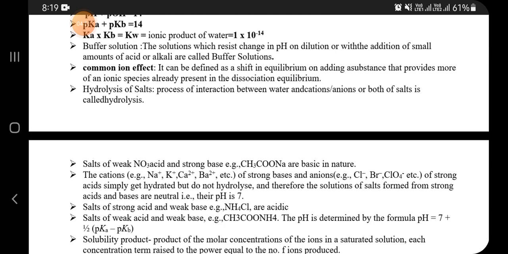Most important topic, buffer solution. The solution which resists change in pH on dilution or with the addition of a small amount of acid or alkali is called a buffer solution. Common ion effect can be defined as the shift in equilibrium on adding a substance that provides more of an ionic species already present in the dissociation equilibrium.